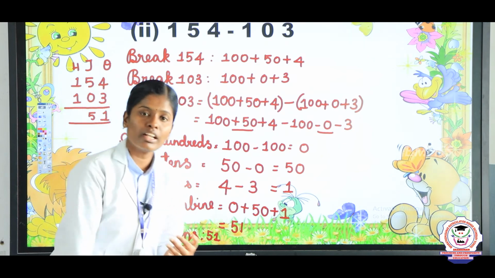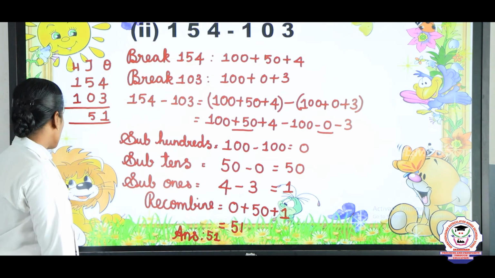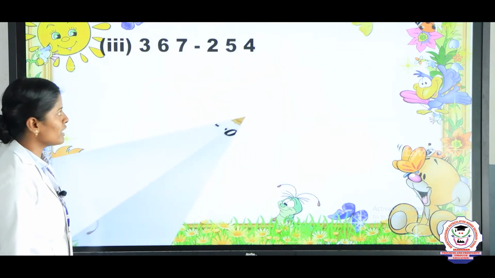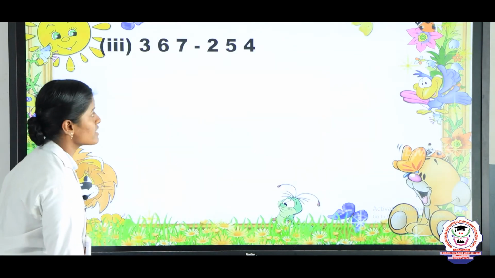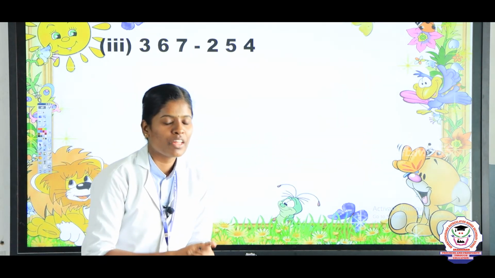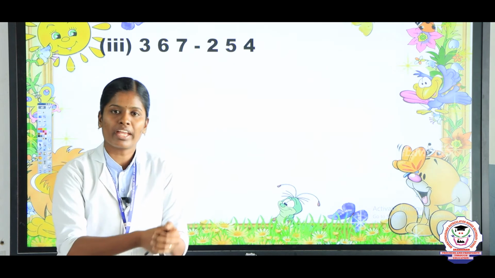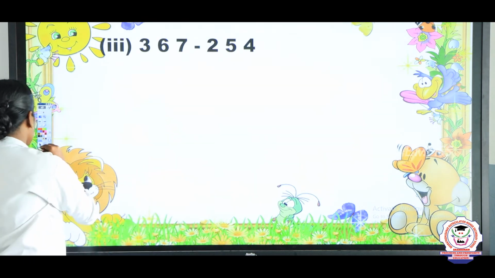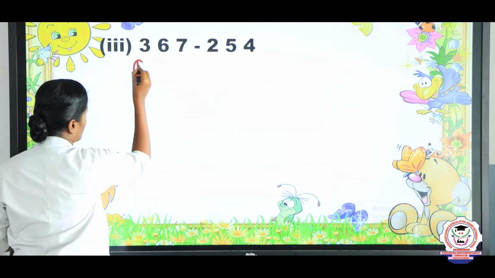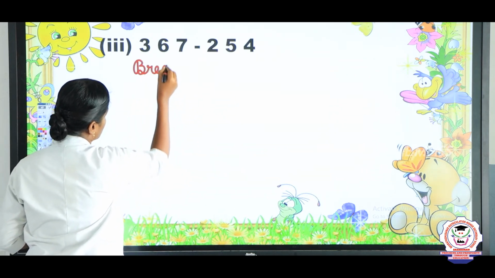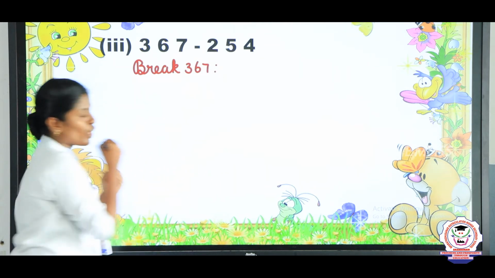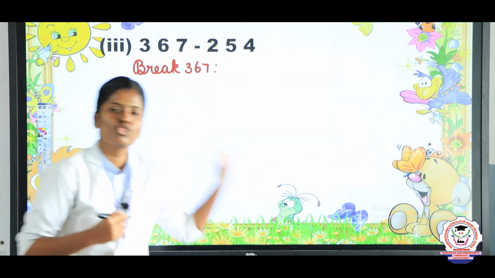Finally we have another example. Listen. So our final example is 367 minus 254. What is our first step? First step we are going to do the break. So do the break. Break 367. Using the expanded form, you should break the number.